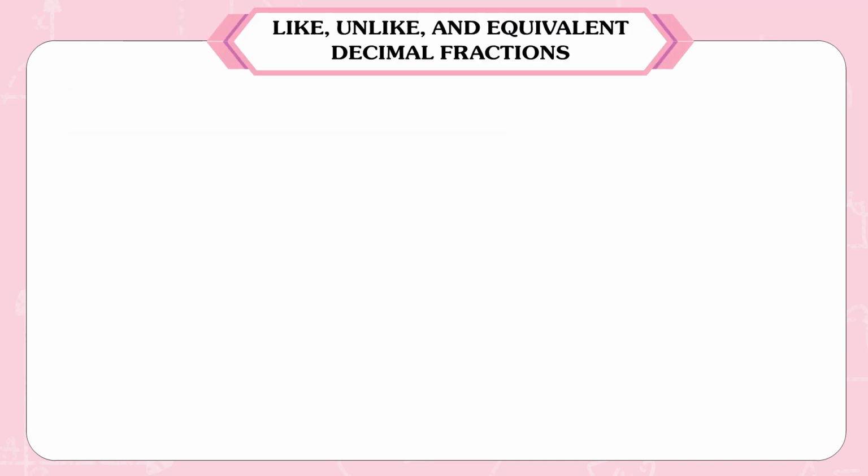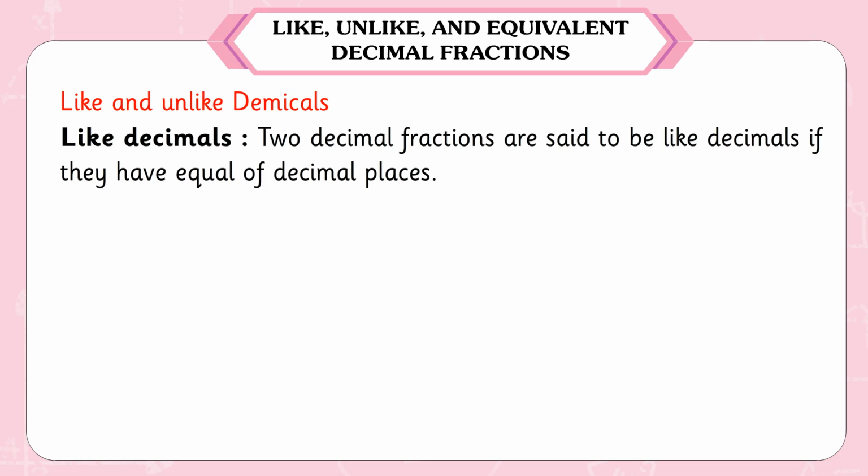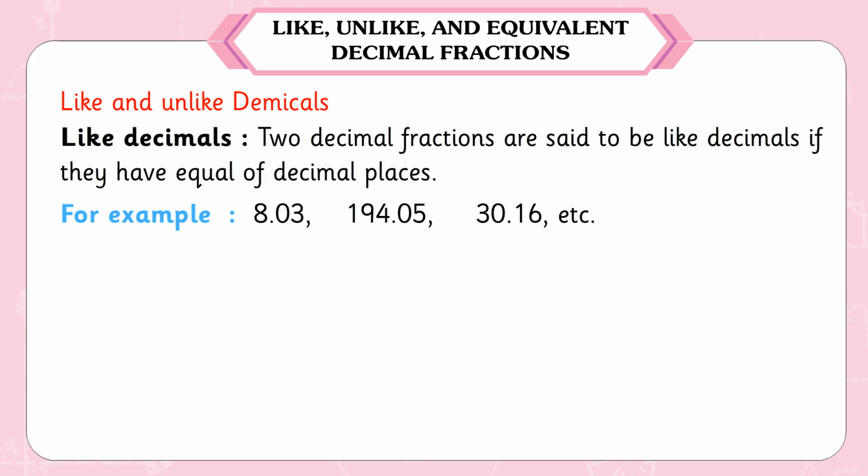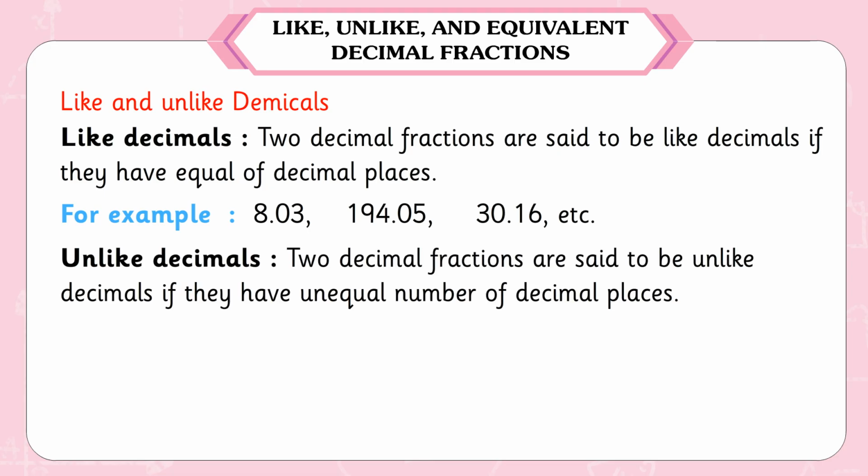0.007. Like, unlike and equivalent decimal fractions. Like and unlike decimals. Like decimals. Two decimal fractions are said to be like decimals if they have an equal number of decimal places. For example, 8.03, 194.05, 30.16, etc. Unlike decimals. Two decimal fractions are said to be unlike decimals if they have an unequal number of decimal places. For example, 0.014, 1.62, 18.1, etc.